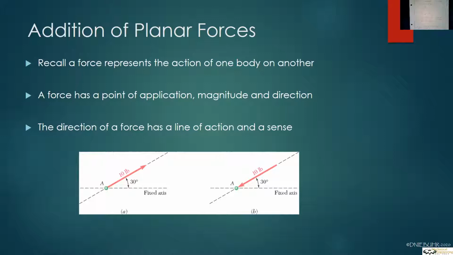In this simple example, we have a 10-pound force whose point of application is at point A, at a 30-degree angle above the horizontal and has a magnitude of 10 pounds. In B, we have essentially the same force, only in the opposite direction. So the direction of the vector is sometimes referred to as its sense, where it's going. The line of action can be considered an infinite line along which the vector acts.